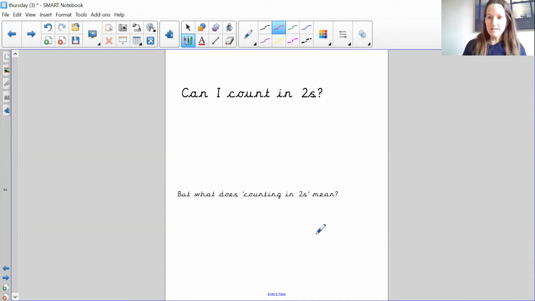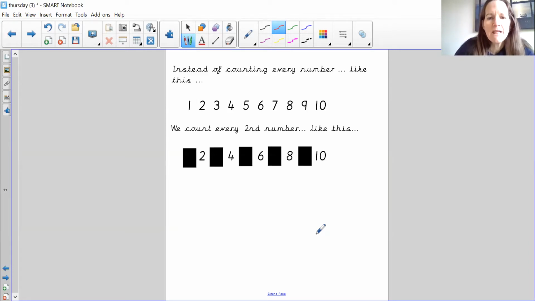Okay, so our learning objective today is, can I count in 2s? What does counting in 2s mean? So instead of counting every number like this, let's do it together. 1, 2, 3, 4, 5, 6, 7, 8, 9, 10. We count every second number. So 2, 4, 6, 8, 10. We're counting by 2s. We're grouping things together by 2s. Instead of going 1, 2, 3, 4, 5, 6, 7, 8, we're going 2, 4, 6, 8.